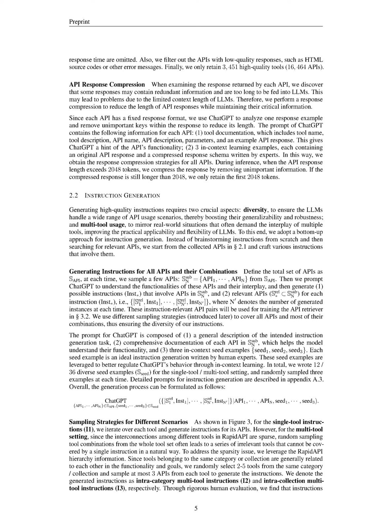If an API response is longer than 2048 tokens, we compress it by removing less important information. If it's still longer than 2048 tokens after compression, we only keep the first 2048 tokens.